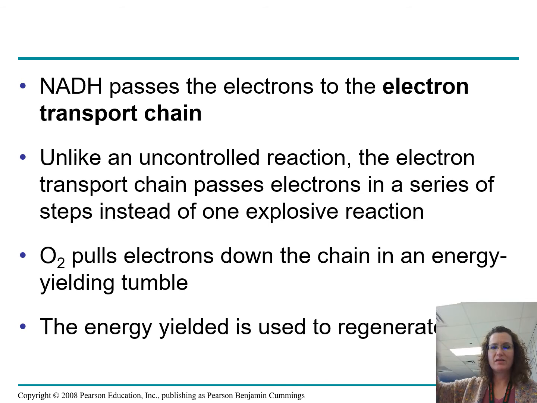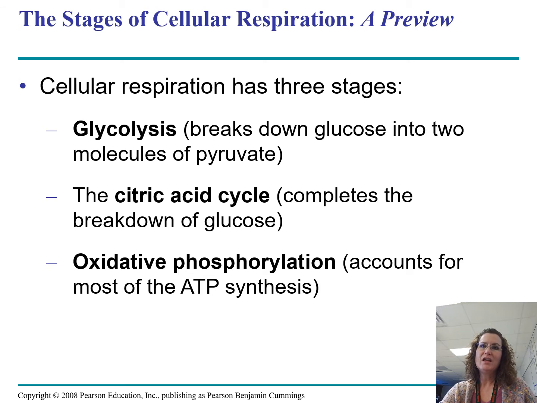And we're shoving and shoving and shoving hydrogens over until we have a gradient. We'll get to that when we get to the electron transport chain in a little bit. Then in cellular respiration, there's three parts. The first part is glycolysis. If you break it down, it is the lysis of the glucose.